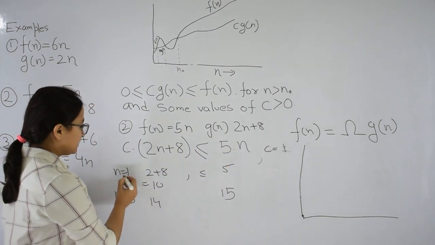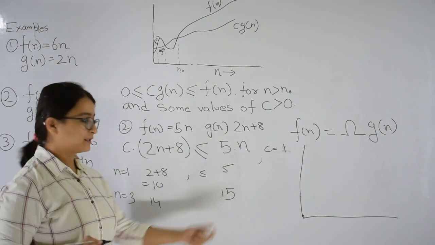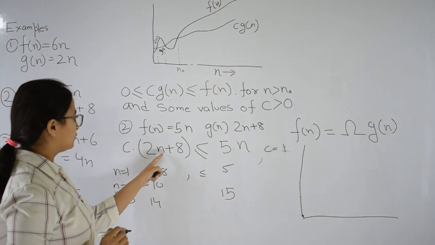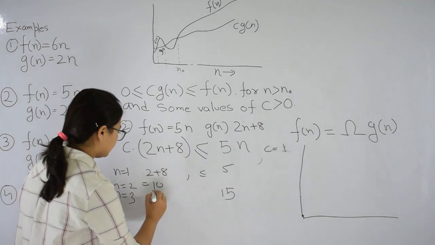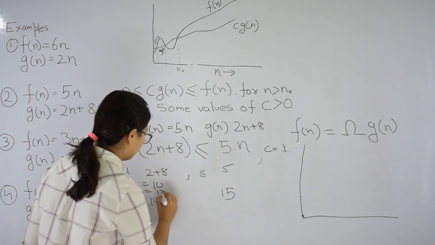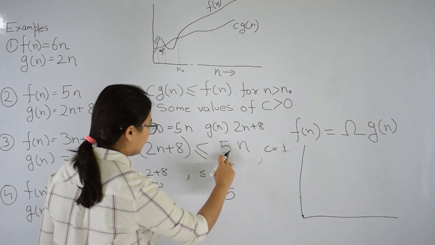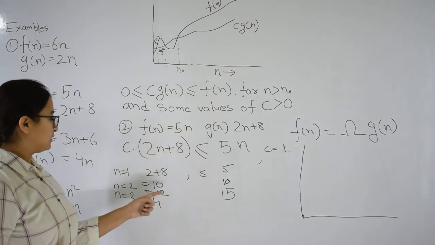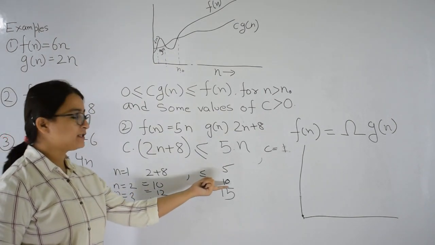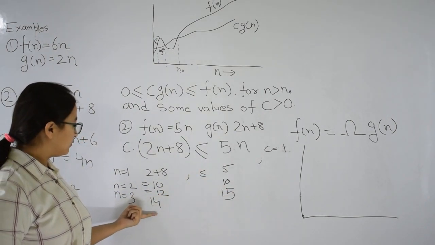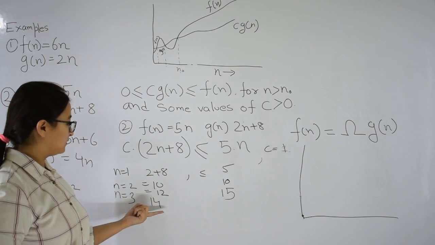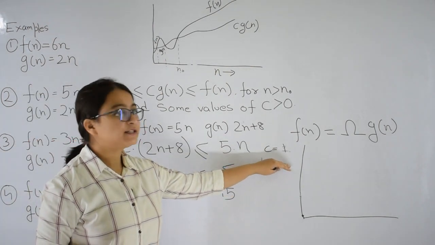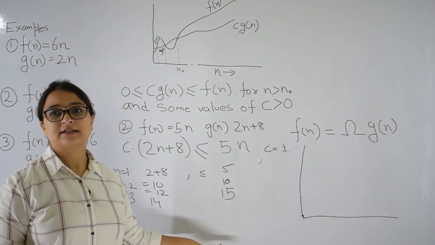But at n is equal to 1, this was bigger than this. Let's see what would have happened at n is equal to 2. At n is equal to 2, 2 twos are 4, 4 plus 8, 12. This would have been 12 and this would have been 10. So at n is equal to 2 also this would have been greater and this is smaller. But it is at n is equal to 3 that this is becoming lesser and this is becoming larger. So we can say that at c is equal to 1 our condition is satisfied.